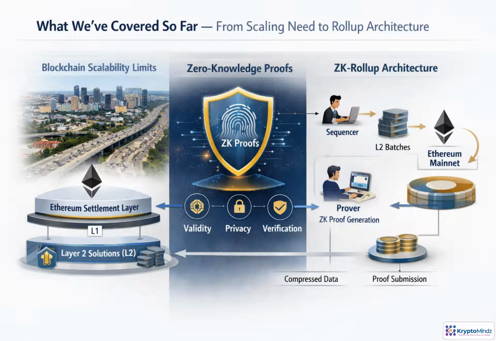So far, you've built the foundation. Why Ethereum needs scaling, how Layer 2s reduce cost and congestion, and what zero-knowledge proofs add to rollups. Now we'll turn that architecture into a timeline, following one transaction as users, sequencers, provers, contracts, and Ethereum each play their part.